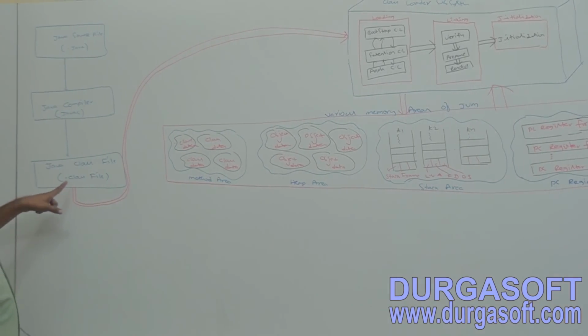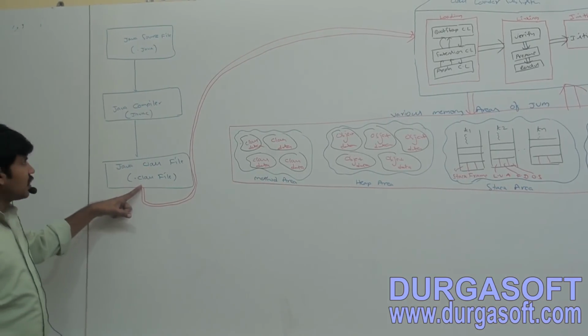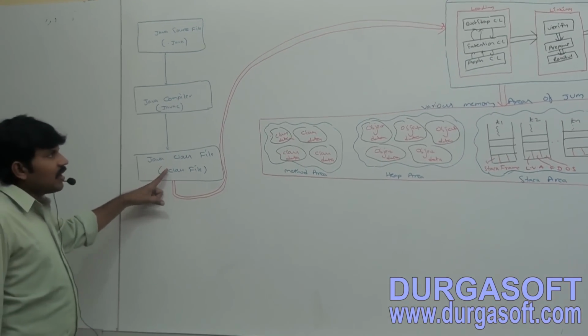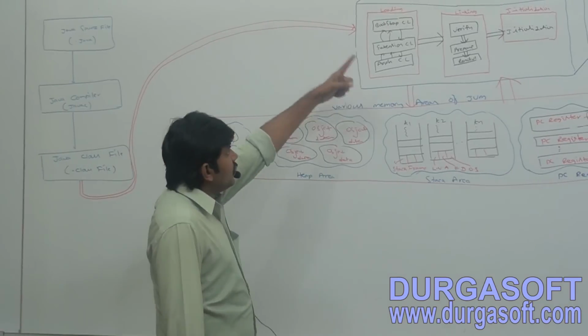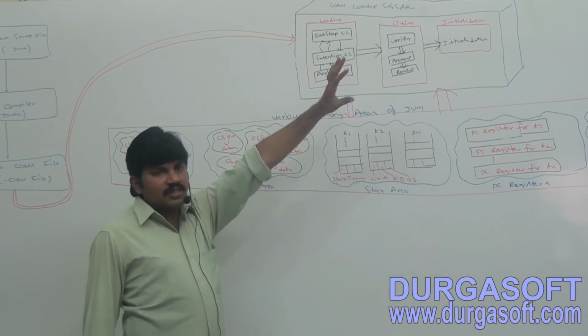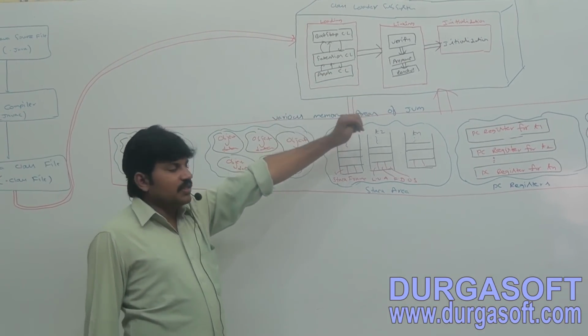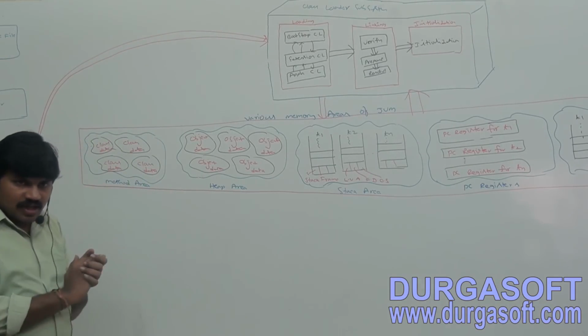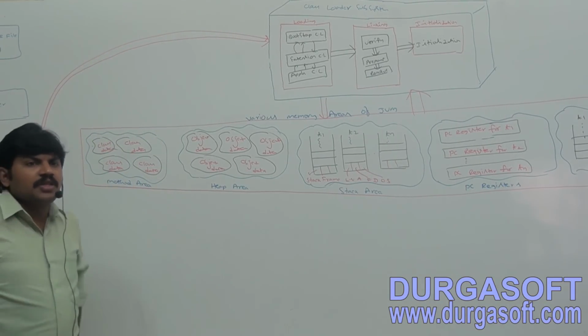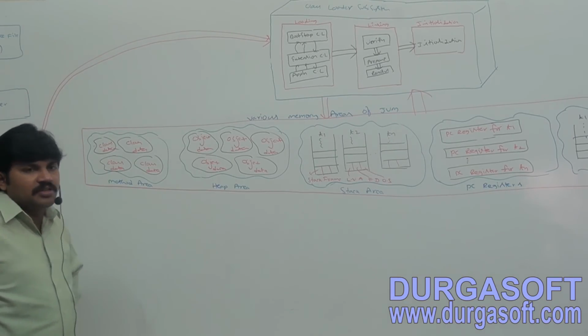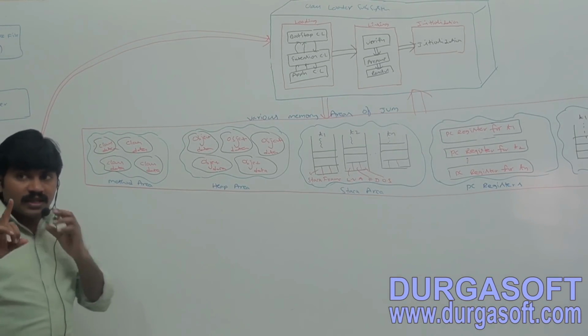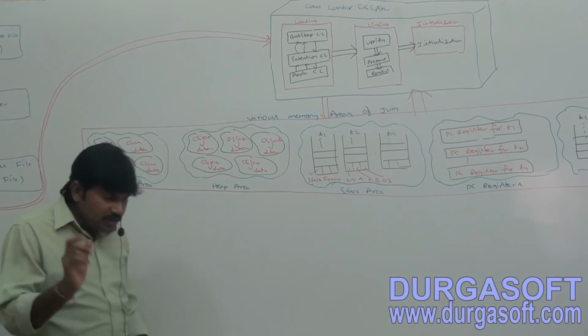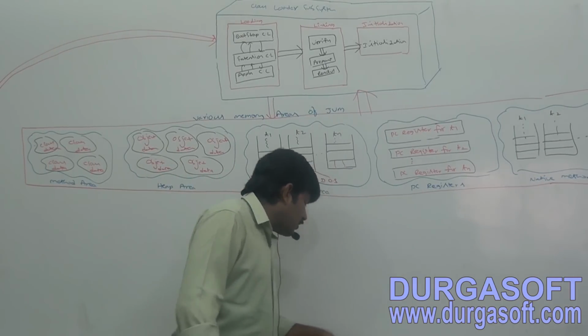Now the .class file came, which is produced by the Java compiler. The .class file acts as input to the class loader subsystem. The class loader subsystem dumps our .class file in the method area. Now who is responsible to execute our program? Execution engine. Are you getting it? Okay, that part we have to talk about.